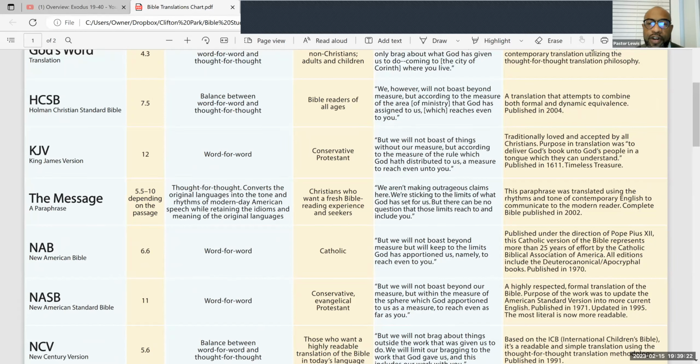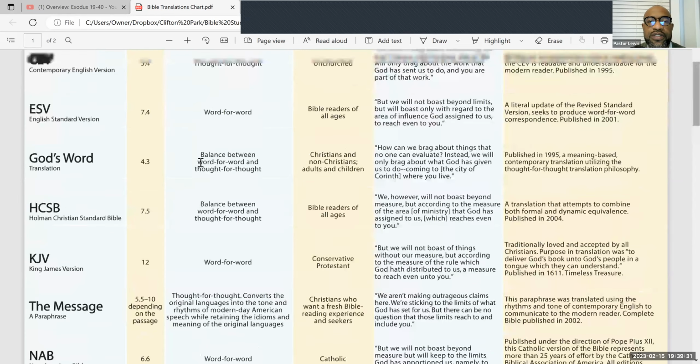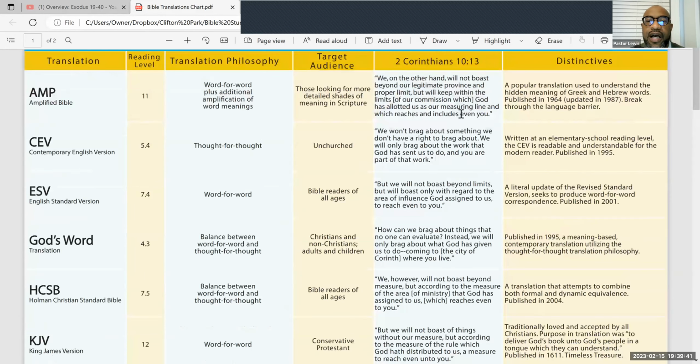Right? So you see the same verse is translated differently. It helps us to understand the text a little bit better. And then finally, if I was to read it from the CEV, Contemporary English Version, right? So this is going to be a version that's really designed to help us to understand it in our common vernacular, right? The CEV translates it this way: "We won't brag about something we don't have a right to brag about. We will only brag about the work that God has sent us to do, and you are part of that work," right? It's a very different way of understanding the text.